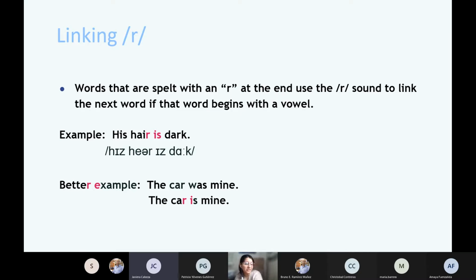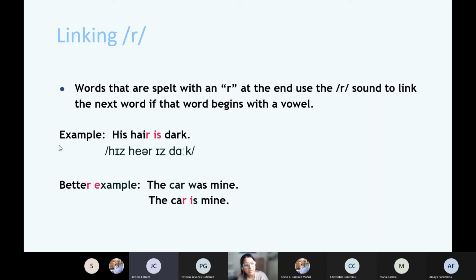And then we have another example, and it says better example. Remember that in the word better, we usually don't pronounce the final R sound. We just pronounce the schwa at the end. But because of the linking R, we are going to pronounce the final R sound, and we're going to say better example, instead of saying better example without the R.